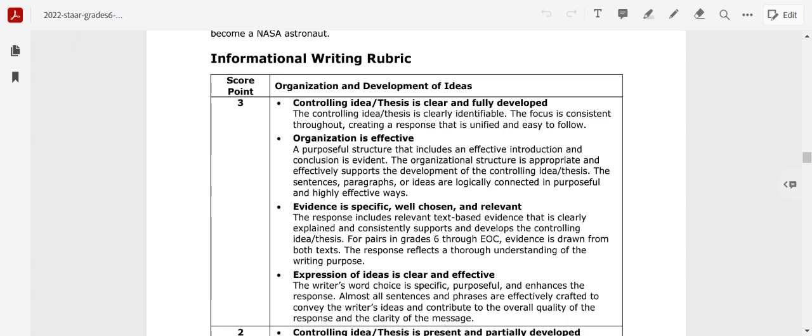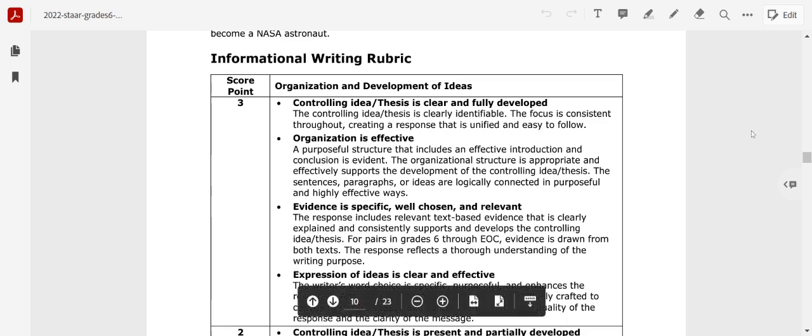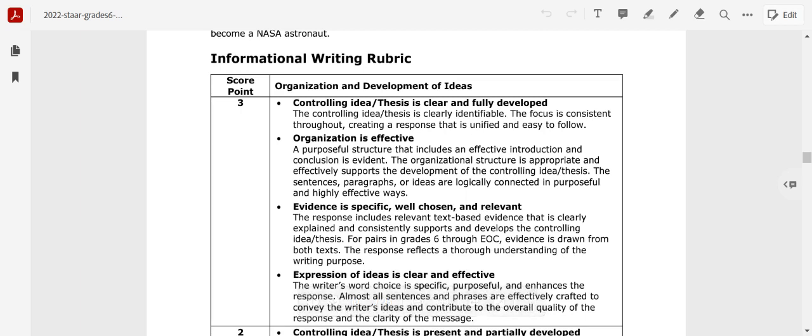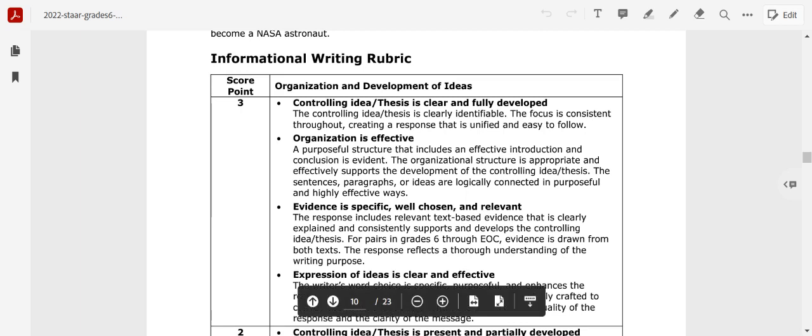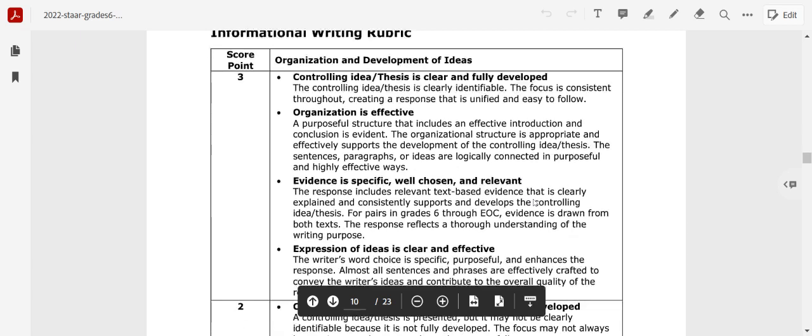Okay, so as far as the rubric, it's basically exactly the same as third through fifth grade, but there are some differences. It says the controlling idea or thesis is clearly identifiable. The focus is consistent throughout, creating a response that's unified and easy to follow. So they still need to have that focus. They still need to have their central idea. When you get into organization, it does say an effective introduction and conclusion is evident, and it supports the development. Basically, it has to support it, and it has to be logically connected.